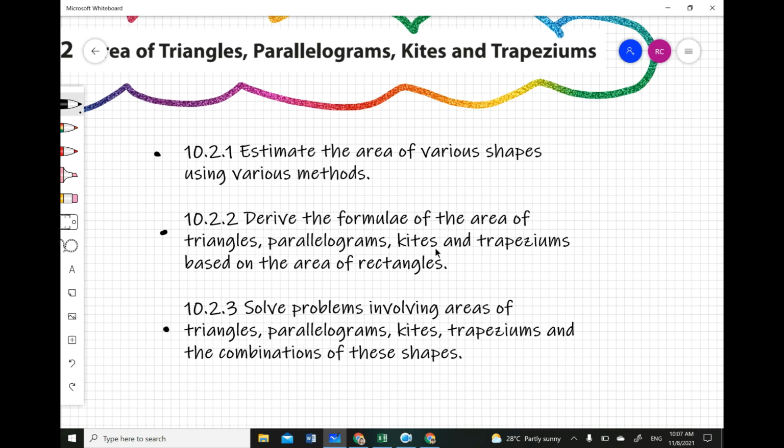Maybe these three are new for you. Maybe you don't know what parallelograms, kites, and trapeziums are. I'm going to elaborate further later on so that you understand what they are. And lastly, this part we are not going to involve yet, maybe in the next lesson. If we have time, then we are going to finish this part. Okay, let's continue.